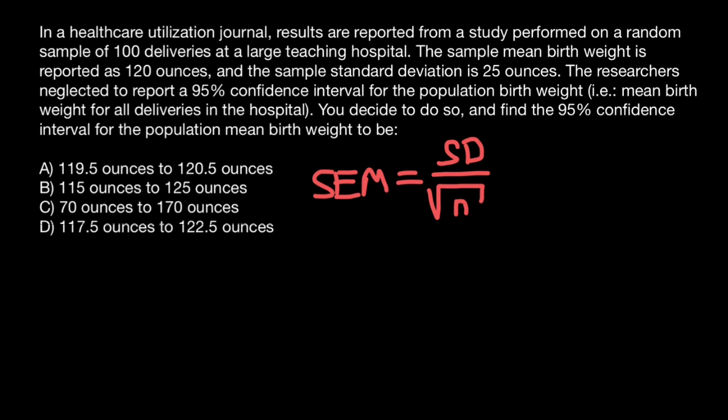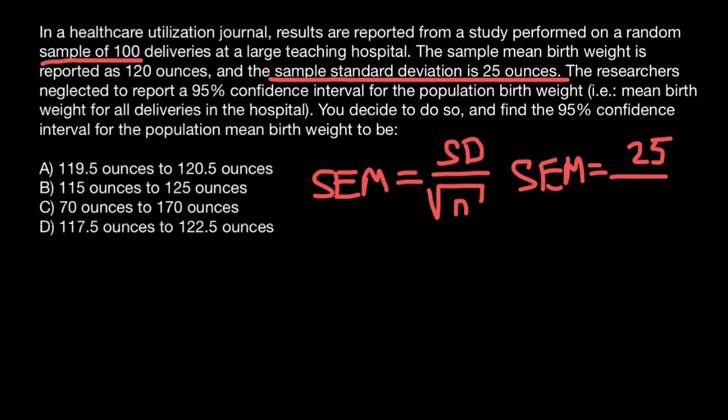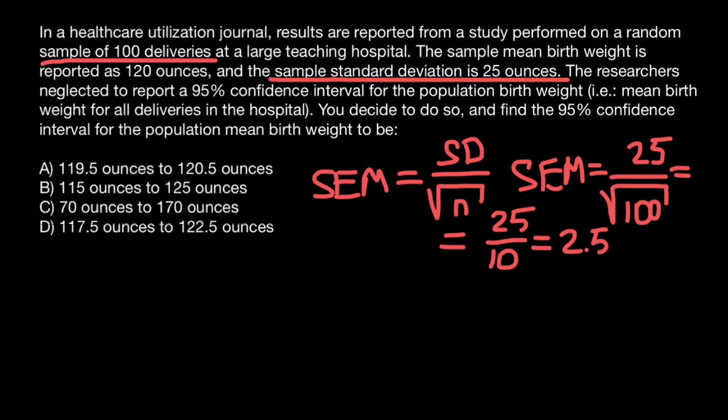According to our problem, the sample standard deviation is 25 ounces. So SEM equals 25 divided by the square root of the sample size. A sample of 100 deliveries. So we have to take the square root of 100, and this means that we are going to get 25 over 10, and the answer is going to be 2.5.